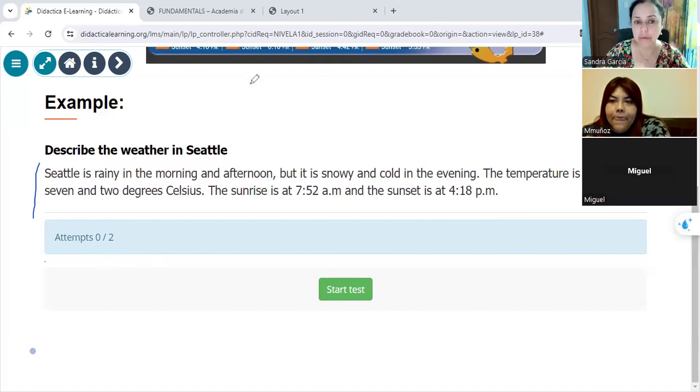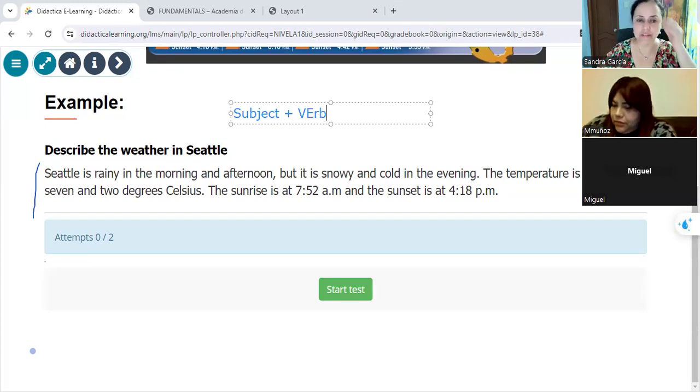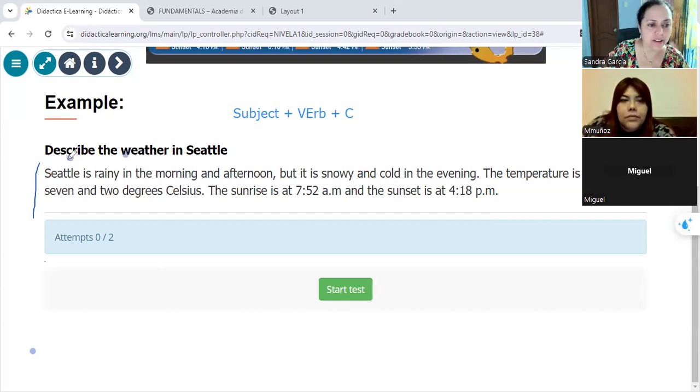Very good. So now how do you write? When you write in English, you have to write using subject plus verb, and then you learn plus an adjective, like I am, and more information. I am a teacher. Today is rainy. So Seattle is the subject. So we do this together.